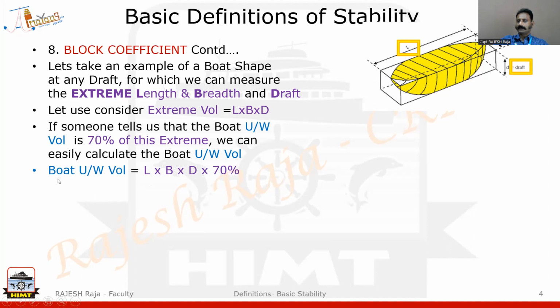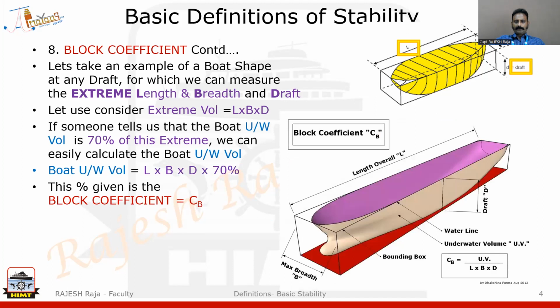The boat's underwater volume, which is the yellow color shape, is the extreme dimensions multiplied by a coefficient or a percentage called 70%. This percentage, what you were given for calculation, is called block coefficient. So it's very similar to water plane coefficient. It is called block coefficient. I've given you one more picture. The same formula I'm going to write again. Boat underwater volume is equal to L into B into D into block coefficient. So this block coefficient is 70%.